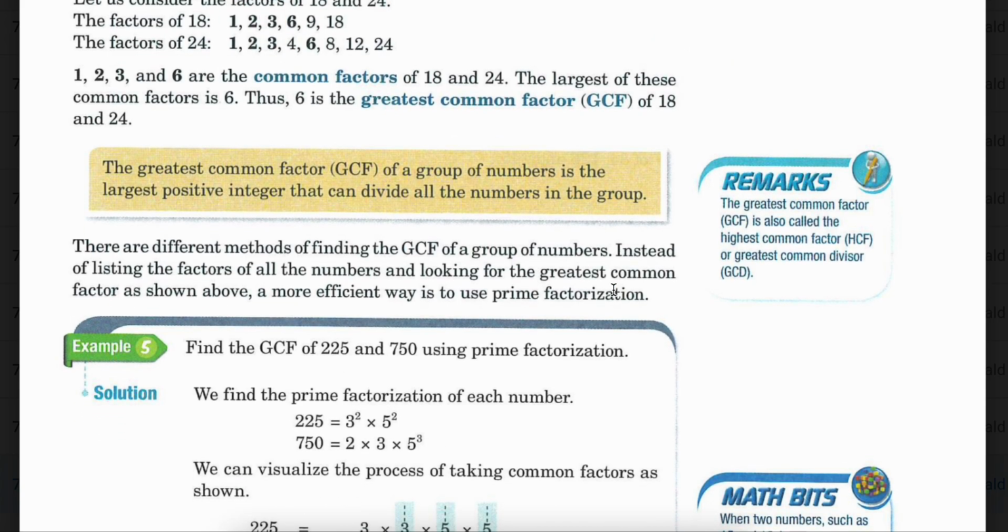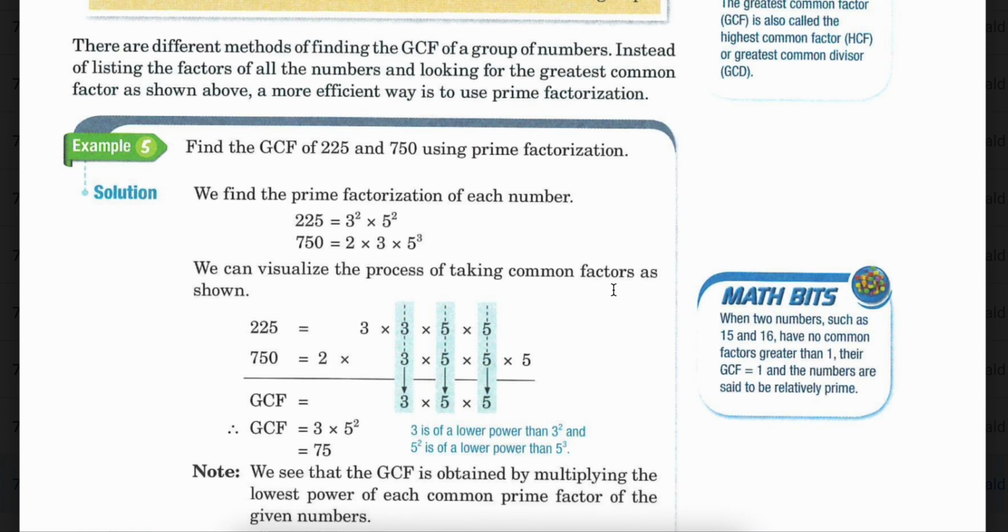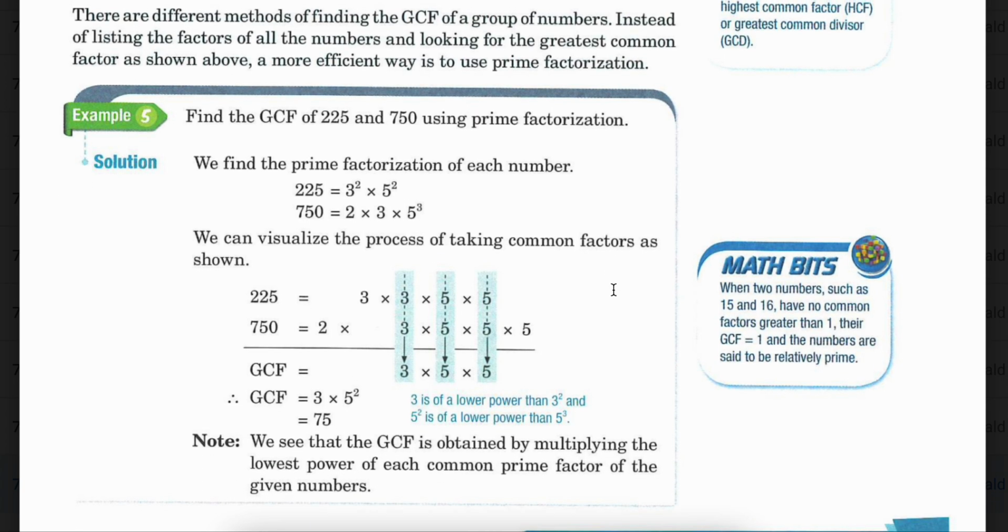Now, there's another method of solving for the greatest common factor, and you could use prime factorization, which is what we talked about last time. Remember, prime factorization is breaking down a number until you can't break it down anymore. You only have prime numbers left. So what they did in this problem, which asks them to find the GCF of 225 and 750 using prime factorization, is to break it down into the prime numbers first. So 225 got broken down into 3 times 3 times 5 times 5. 750 got broken down into 2 times 3 times 5 times 5 times 5.